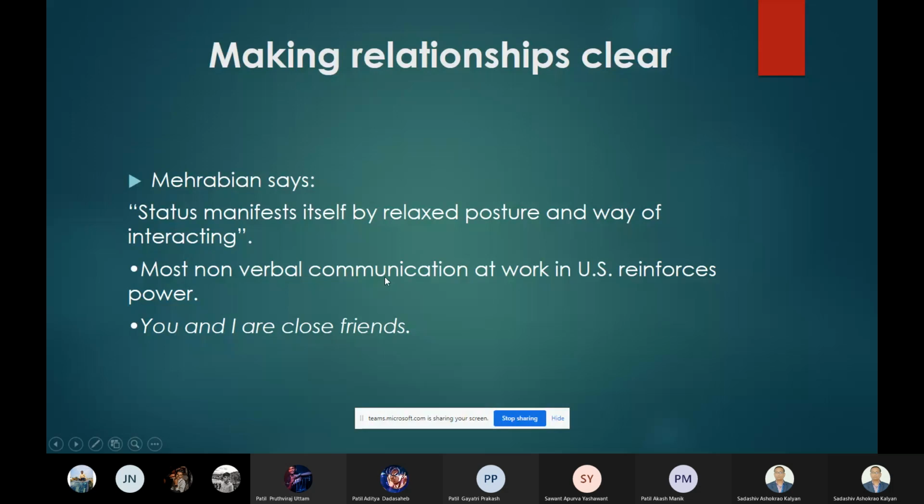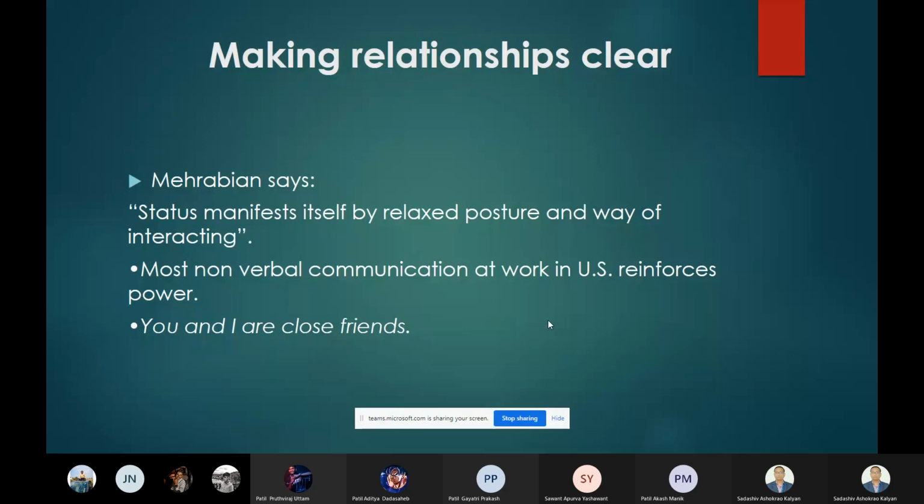So that's why Arabian is trying to convey to us that status manifests itself by relaxed posture and a way of interacting. Means how we present our status. We present our status while using a relaxed posture. We have studied what is meant by posture in our previous lecture. Posture is nothing but how we control our body, how we hold our body while making movements of our hands, and how we keep control on unnecessary movements. Okay, so that kind of status is maintained whenever we are in a relaxed posture and when we maintain that kind of physical space distancing.